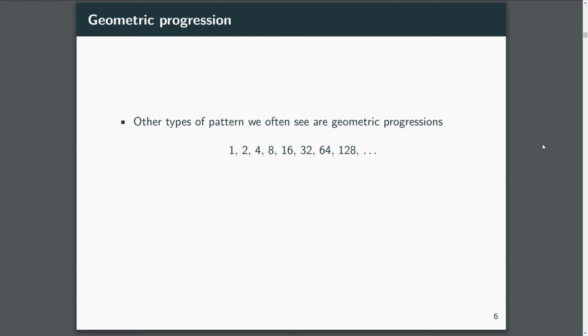We also have geometric progressions. So here the value multiplies by 2 each time. Generally, you have some original value s, and then you have the value being multiplied with it at each step, r. So first the sequence starts with s, and then you have s times r, and s times r squared, s times r cubed, and so on.